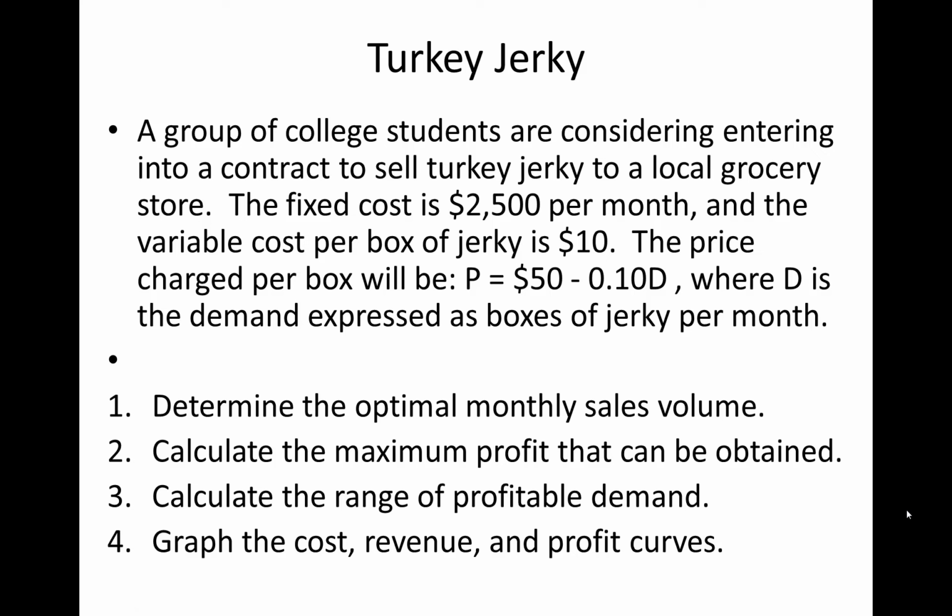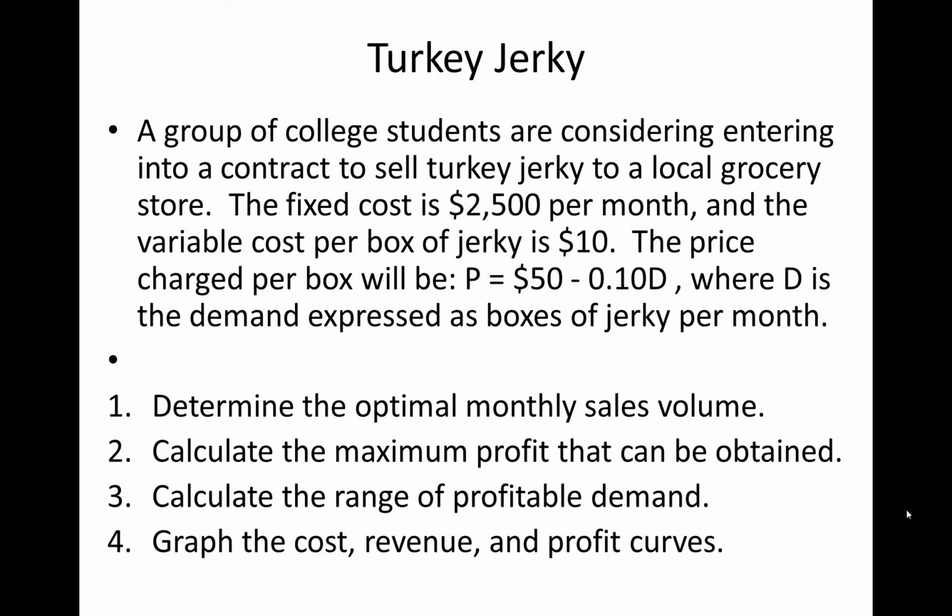we have a hypothetical group of college students who are entering into a new business opportunity. They're going to be selling turkey jerky at a local grocery store. The production of the turkey jerky, maybe the rent that they pay and the rental of the equipment that they have, their fixed costs are $2,500 per month, and then the variable cost, meaning those materials which can be attributed to an additional 1 unit, an additional box of the product, is $10. We also have that the price charged per box is P equals 50 minus 0.1 times D. That's the price-demand relationship curve.